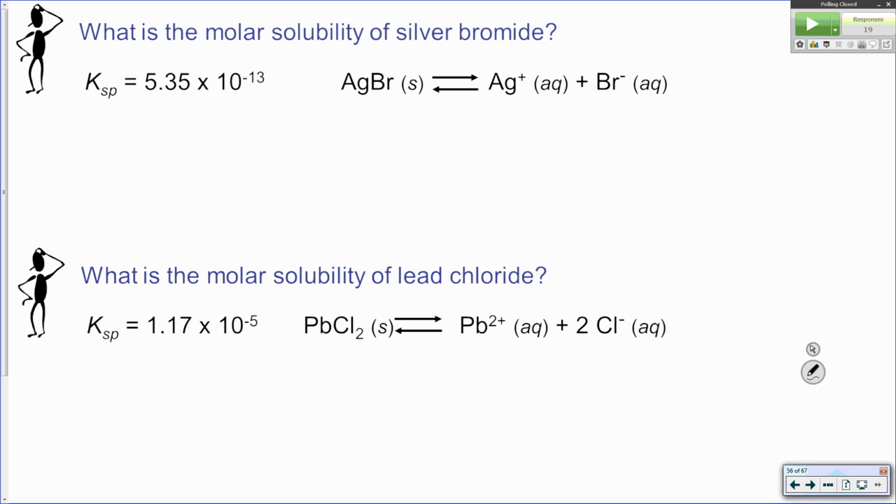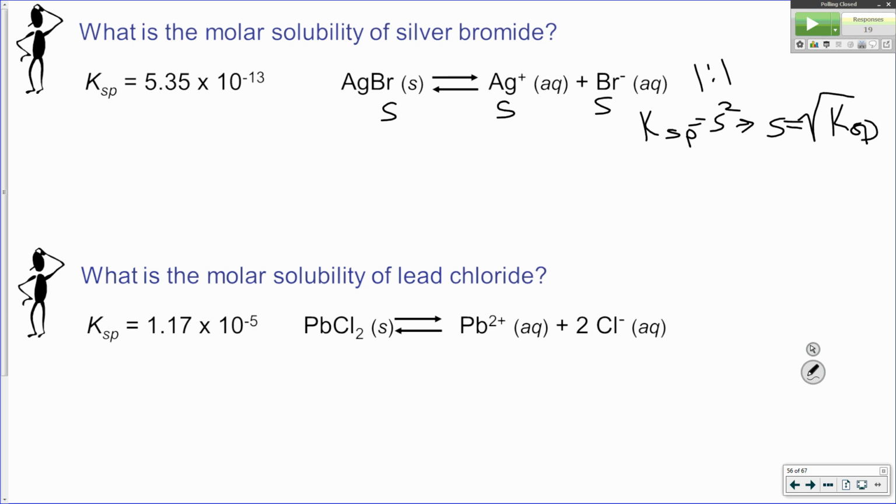The key thing to recognize on this one is it's a 1-to-1 salt, and because it's a 1-to-1 salt, this is S, 1-to-1. So KSP is equal to S squared. That means that the solubility is equal to the square root of KSP. It's a simple matter of plugging that number in. Solubility is equal to the square root, plug in the number for KSP, and it's going to represent the molar concentration.